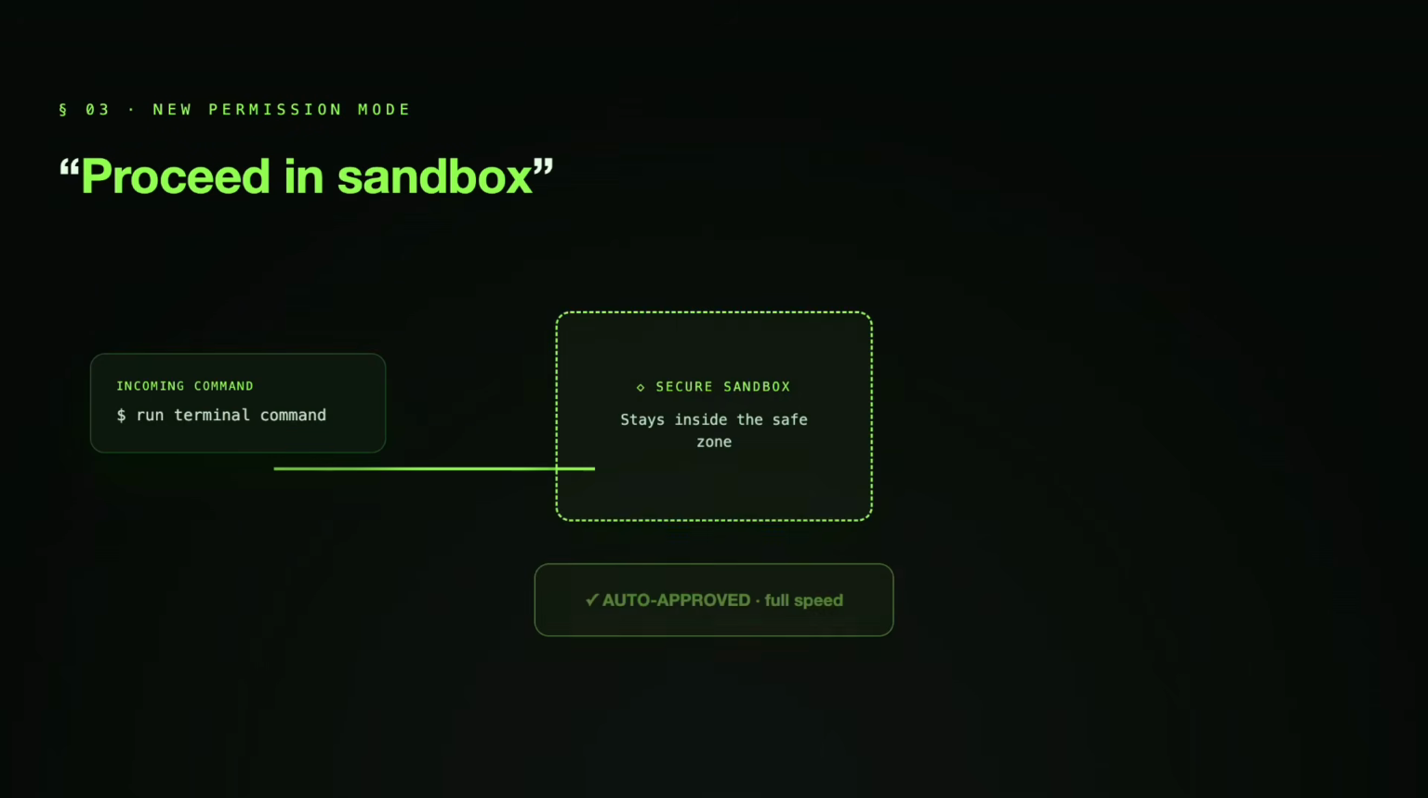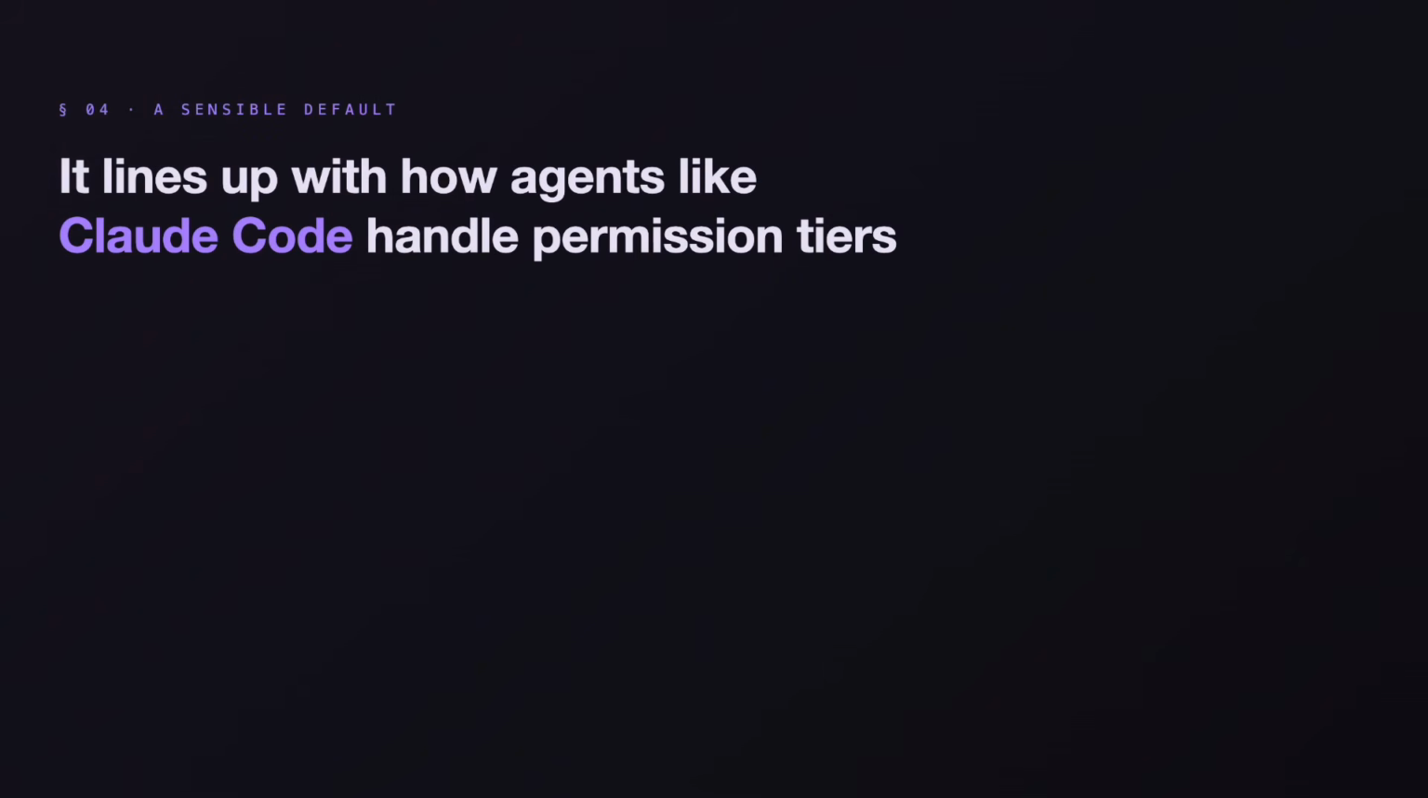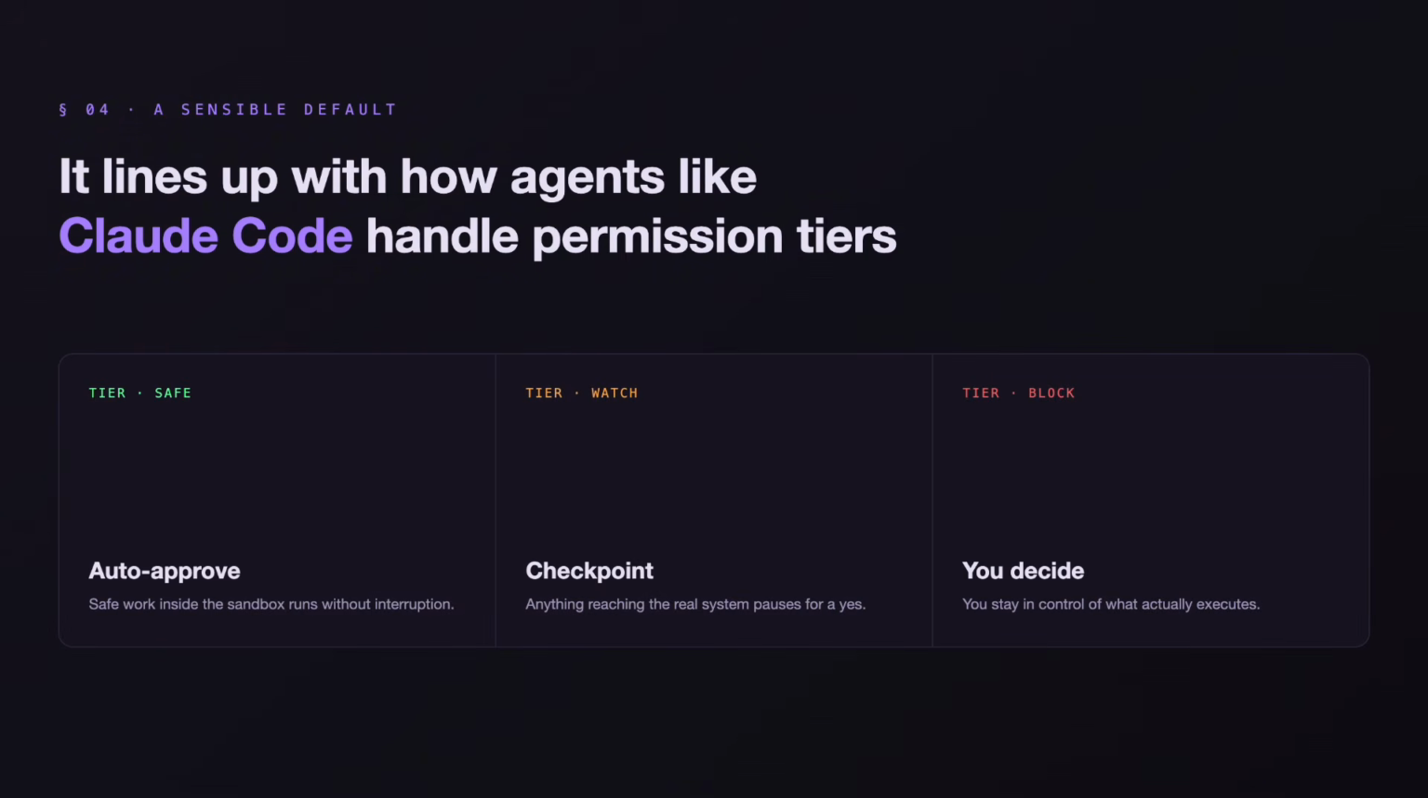There's also a new sandbox permission mode worth understanding. It's called Proceed in Sandbox, and what it does is auto-approve terminal commands that run inside the secure sandbox, while still stopping to ask you for manual approval the moment a command tries to step outside that sandbox. So you get speed for the safe stuff and a checkpoint for anything that could actually reach your real system. That's a sensible default, and it lines up with how other agents like Claude Code handle their own permission tiers.